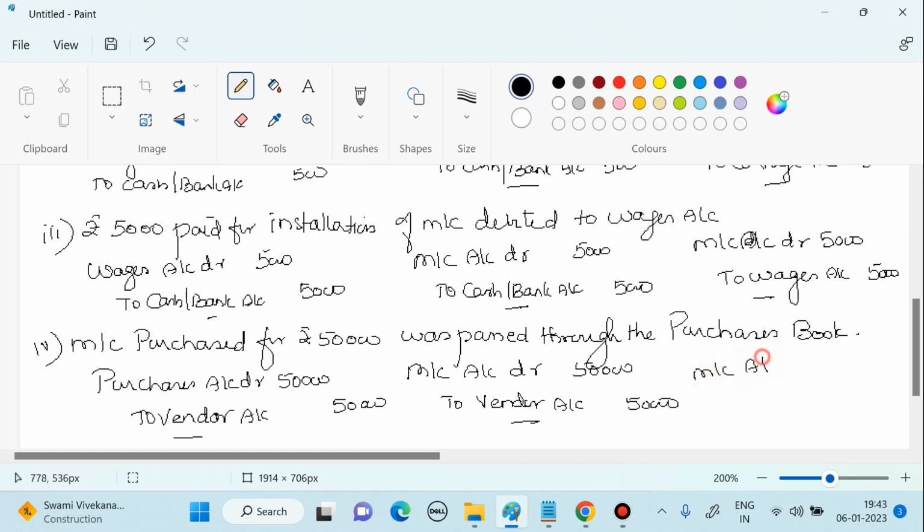So we will debit it now. And what will we do to rectify this debit to purchase? What should we do? Tell me. Credit purchases account.